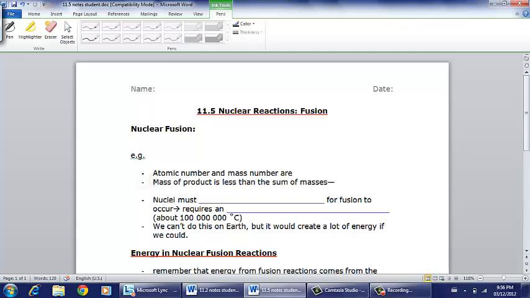11.5 deals with nuclear fusion. These reactions are the opposite of fission because they're joining two nuclei together, so two small nuclei join together to make a larger one. And these reactions occur in the sun, and they supply the energy needed to sustain life on Earth. So nuclear fusion is the joining.